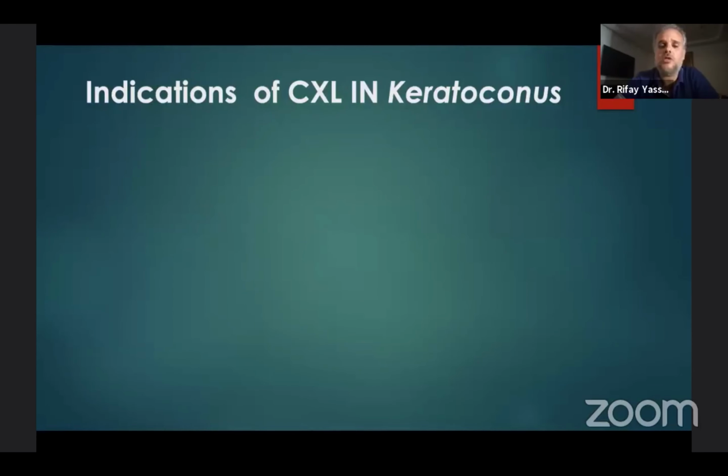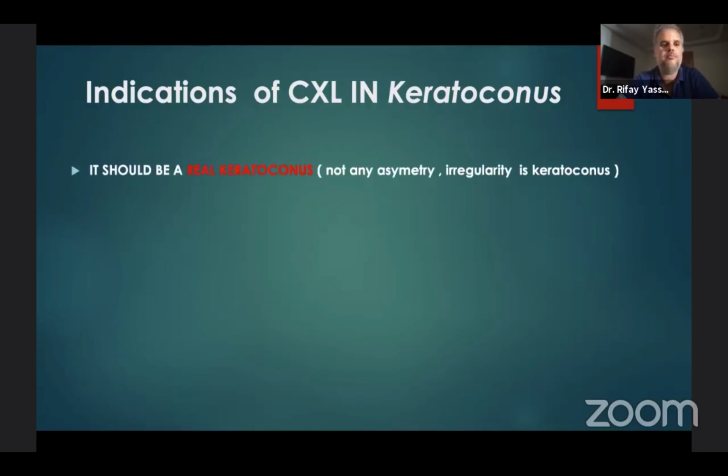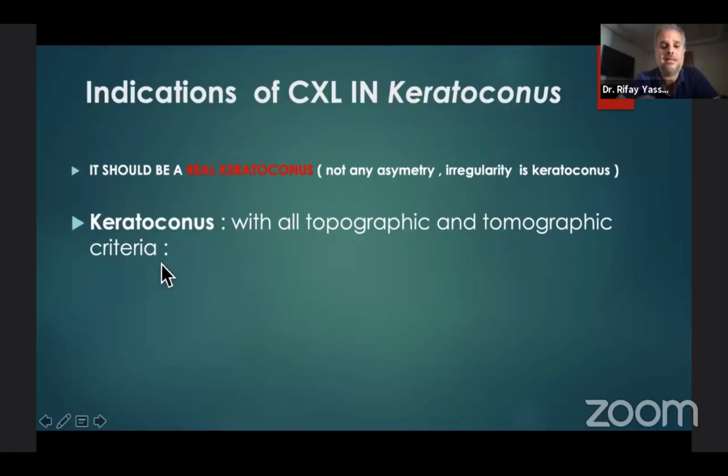So let's see the indications of cross-linking in keratoconus. In the beginning, it should be a real keratoconus. Not any asymmetry, not any irregularity in the cornea is keratoconus. I see a lot of cases every day where cross-linking has been done or has been proposed, and it is not keratoconus. It's a scar in the cornea or other things. So we should be sure that it is keratoconus, because we are treating the stroma and the collagen. I will discuss keratoconus with all topographic and tomographic criteria.